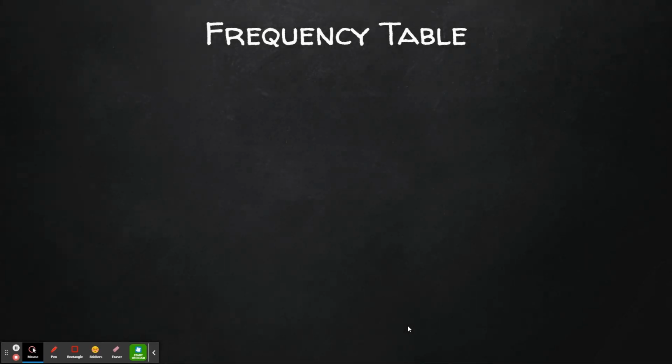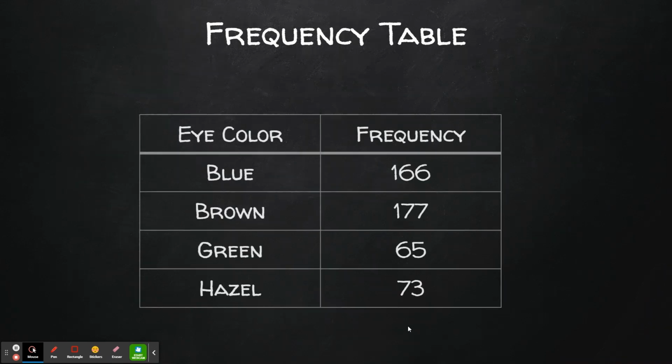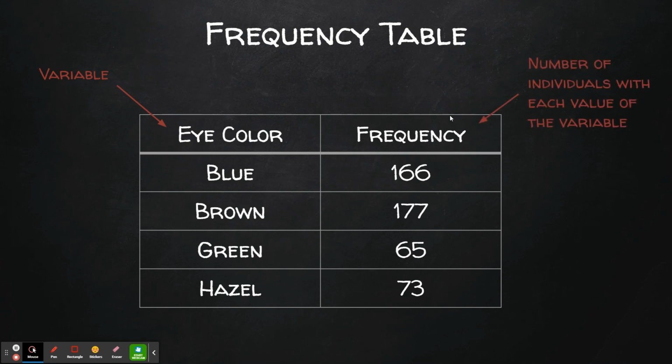A frequency table is a way that we can organize data. It's a table that shows you how frequently something occurs, hence the name frequency table. You can see over here, we have a variable, eye color, and then 4 values of that variable. On the right-hand side here, we have the frequency that each of those values has. So 166 students had blue eyes, 177 brown, and so forth.